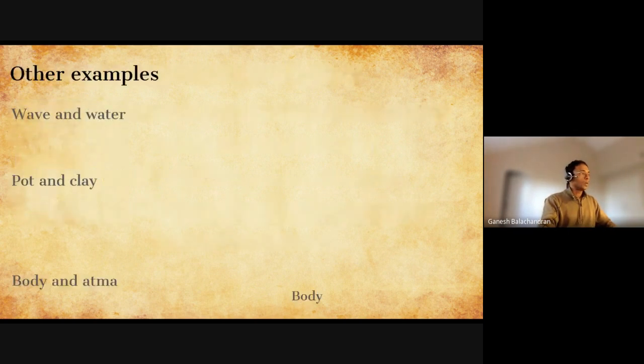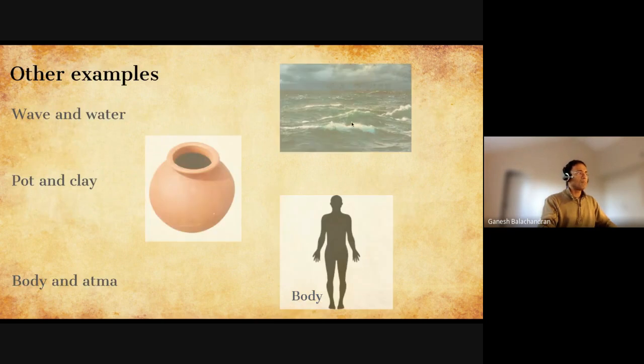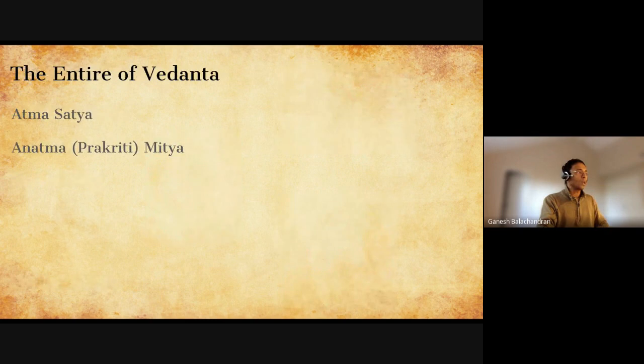Okay, so with this, there are so many other examples. Wave is essentially water. It is borrowed. It's there, it's gone. It is mithya, they call it. It is not real in the sense that it is there, but it can be there and will be gone the next day. Similarly, a pot can shatter into small pieces of clay. It's no more a pot. So it is called mithya. Similarly, the body can be there, it will decay and die. Atma is always there. Okay, so till this is everything clear? Atma Satya, Anatma or Jagat Mithya.